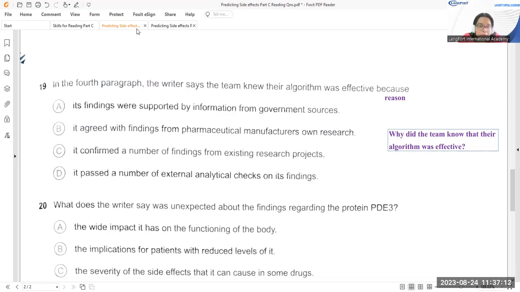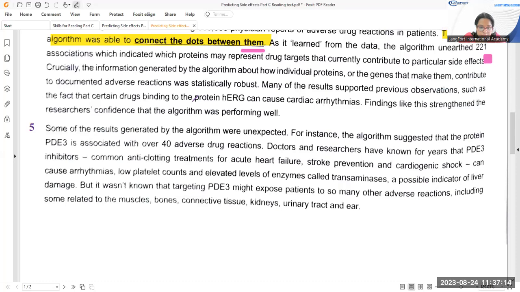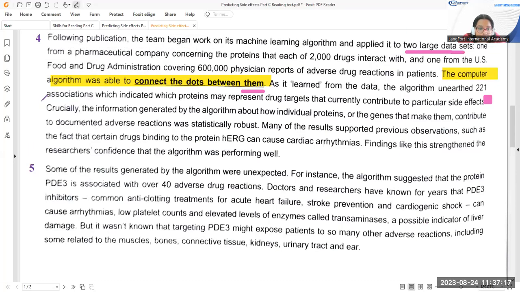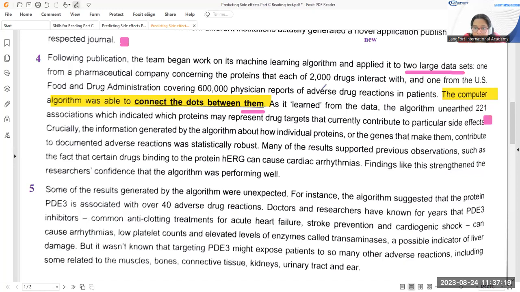All right, let's go and read the paragraph. All of you read the remaining part of the fourth paragraph. It is from the same paragraph. We have already read about connecting the dots between two studies. Now read from here to here. Okay, Jasmine, can you read these two sentences for me, please?